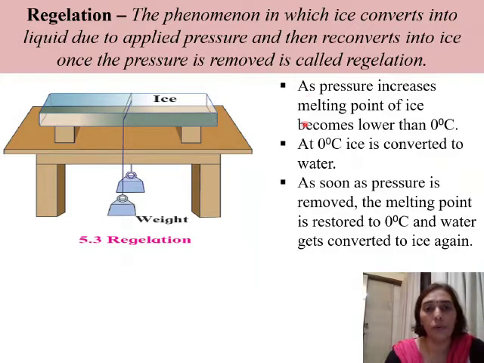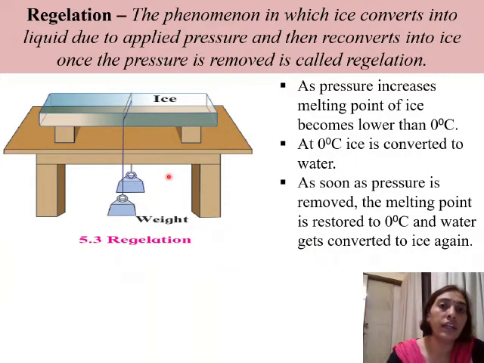Here some important points have been listed. We will quickly read those points. As pressure increases, the melting point of ice becomes lower than 0 degree Celsius. At 0 degree Celsius, ice is converted to water, so the temperature goes below 0, where the ice gets converted to water. As soon as pressure is removed, the melting point is restored. That is, it goes back to 0 degree Celsius and water gets converted to ice again.